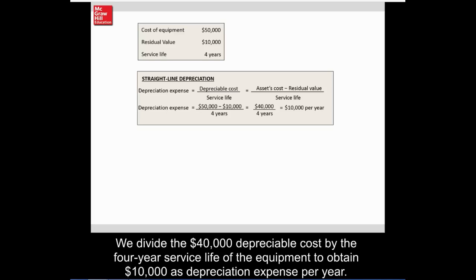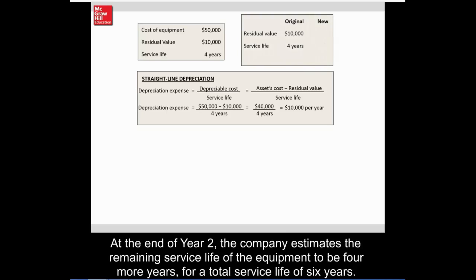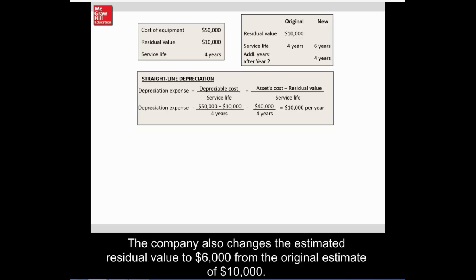At the end of year 2, the company estimates the remaining service life of the equipment to be 4 more years, for a total service life of 6 years. The company also changes the estimated residual value to $6,000 from the original estimate of $10,000.